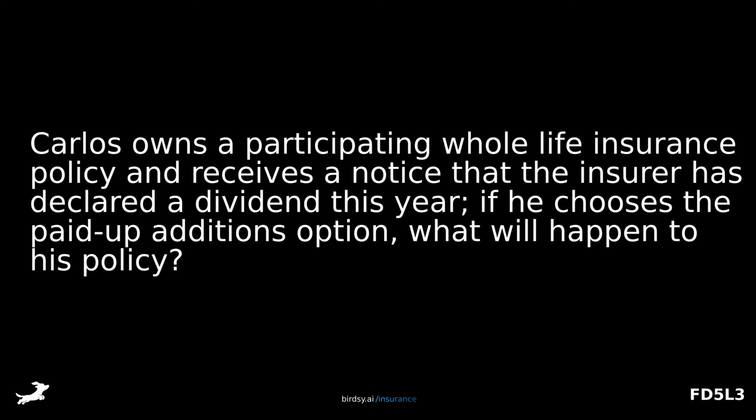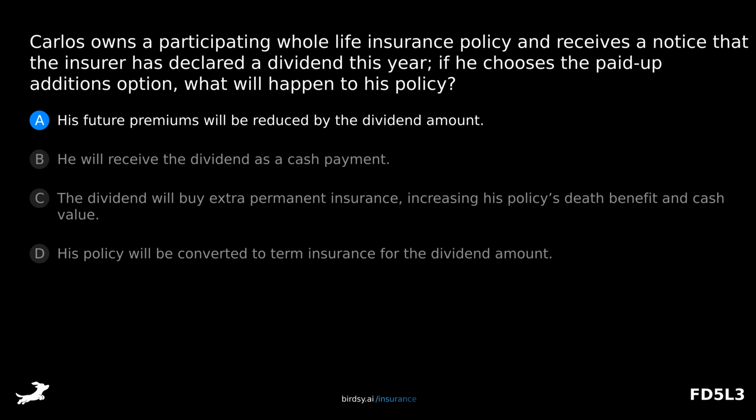Carlos owns a participating whole life insurance policy and receives a notice that the insurer has declared a dividend this year. If he chooses the paid-up additions option, what will happen to his policy? Is it A, his future premiums will be reduced by the dividend amount? B, he will receive the dividend as a cash payment? C, the dividend will buy extra permanent insurance, increasing his policy's death benefit and cash value? Or D, his policy will be converted to term insurance for the dividend amount?